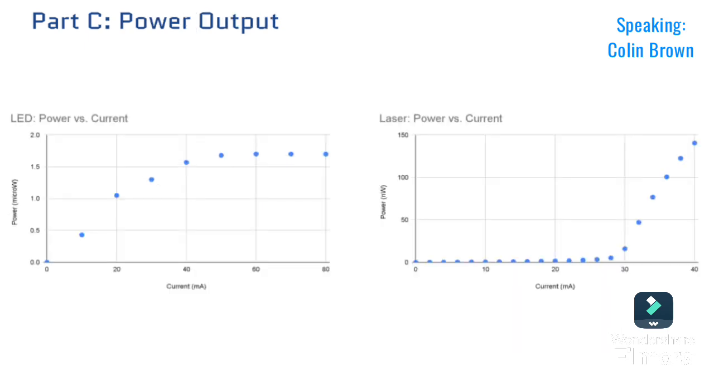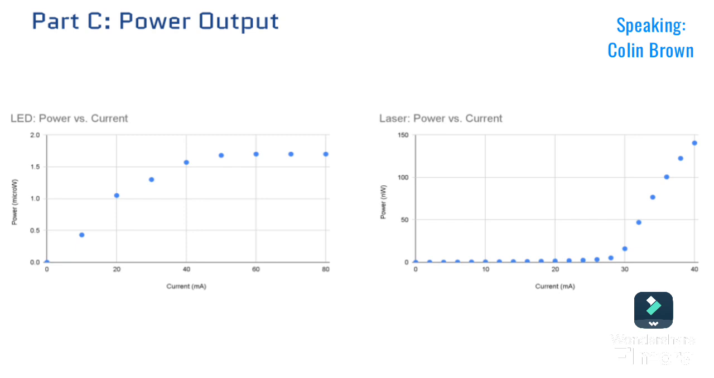In part C, we used an integrating sphere to measure the output power of a laser diode and an LED against drive current. The LED was placed in line with a multimeter to measure the drive current, and a dark cloth was placed around the setup to minimize stray light. We then varied the drive current from 0 to 80 milliamps, recording the power in microwatts.